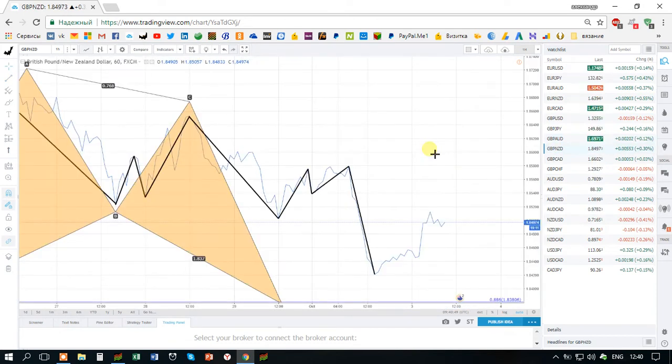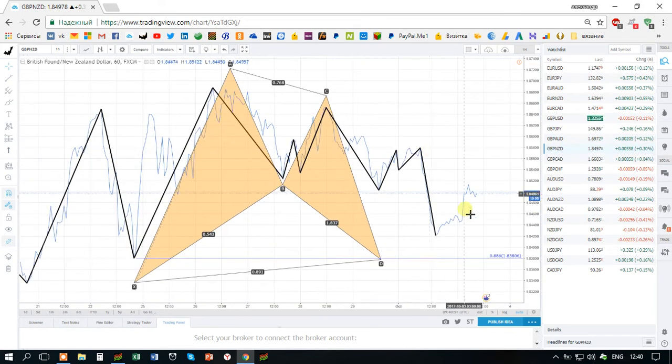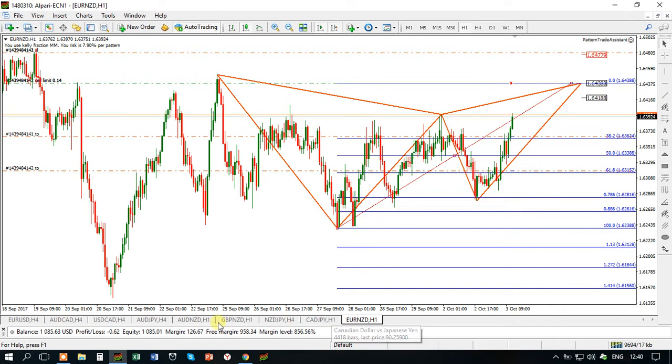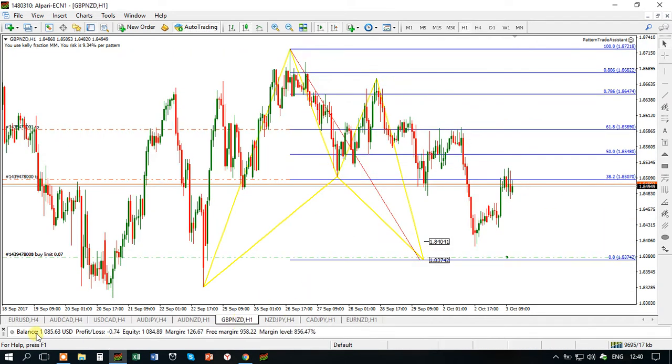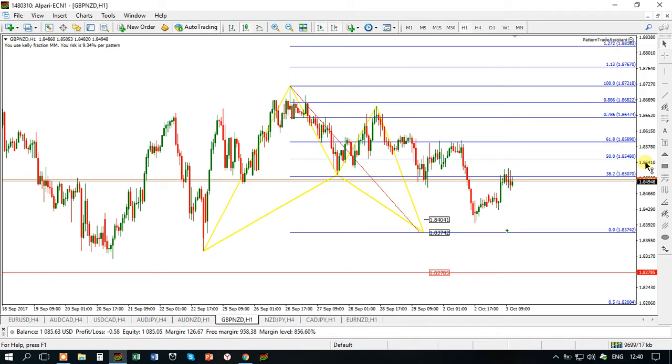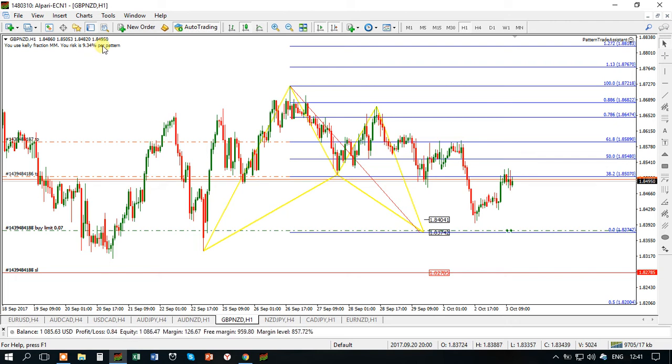Okay, next, pound New Zealand. This trading opportunity I have since yesterday. I am to reset my trades because I had already some trades hitting take profit, so I am above my yesterday results. That's why it should be recalculated. So my risk here is 9. Oh no, it shouldn't be that.